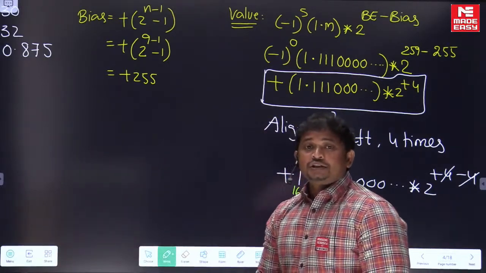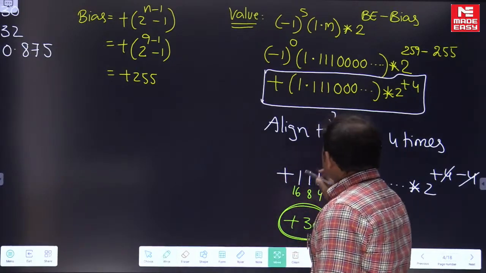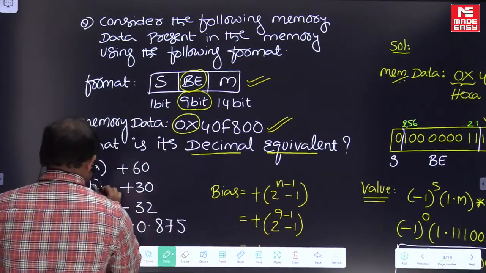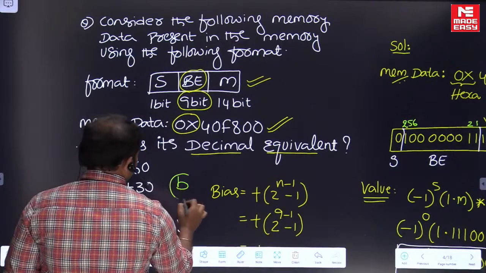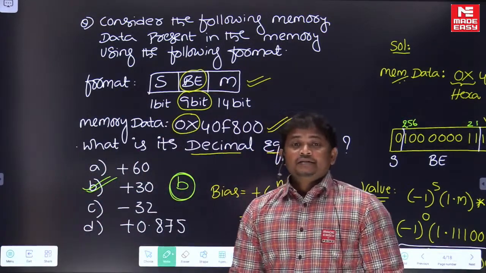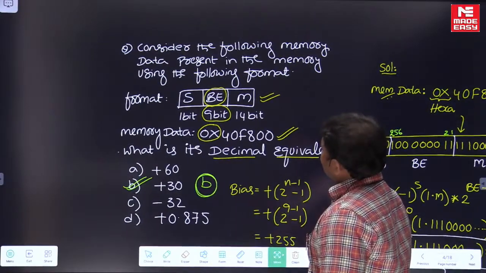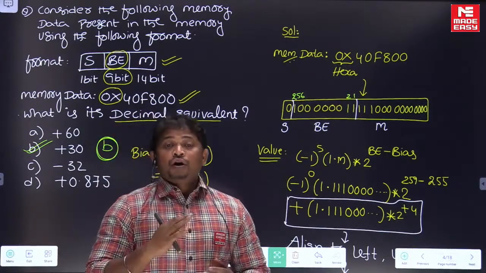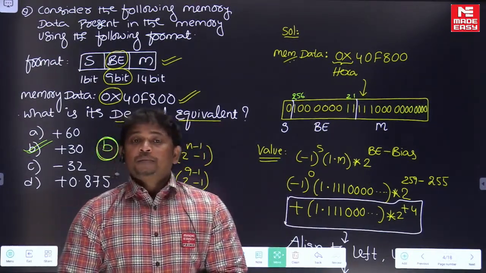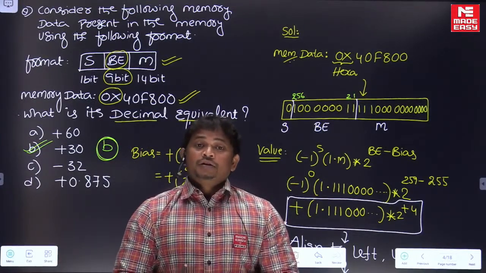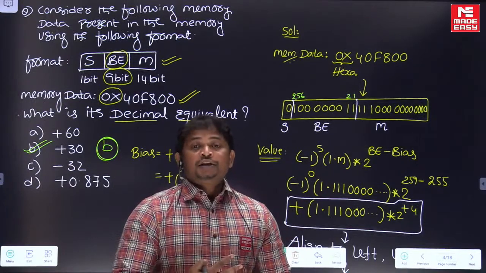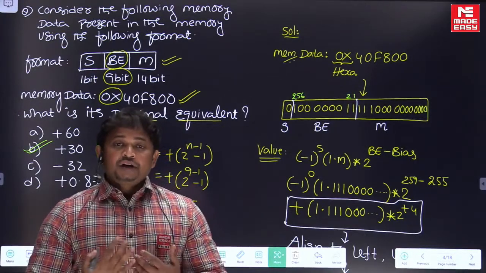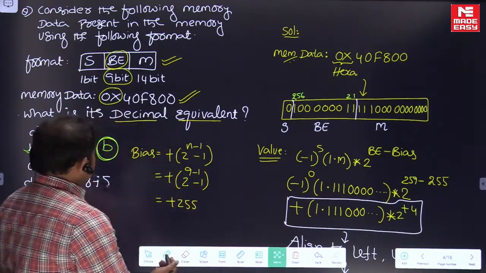Now move to the question and select the correct answer. Correct? So the answer is plus 30. B is the right answer. Okay students? Hope you understand the way of retrieving the data. In the previous question you learned how to store the data. So from the floating point formats point of view, we should practice questions related to storing and reading: how to store the data into memory and how to read the data from the memory. So the answer is B.